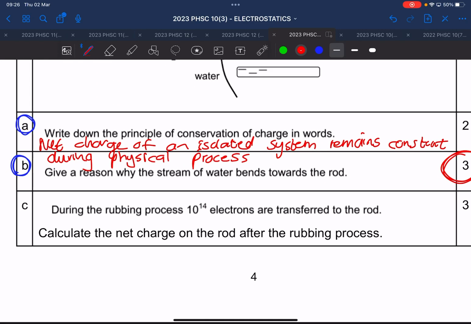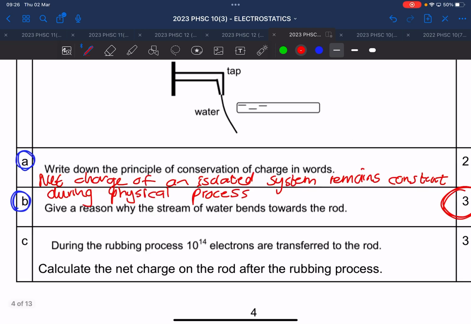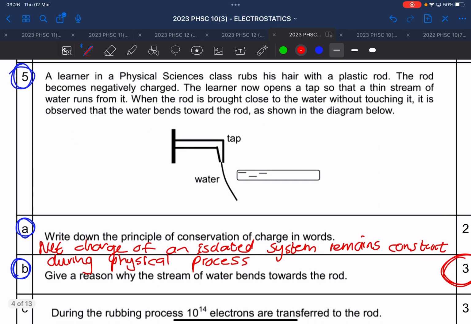Okay, now with that in mind, Kamu, I want you to explain to me why does the water bend towards the rod? The rod is negatively charged.